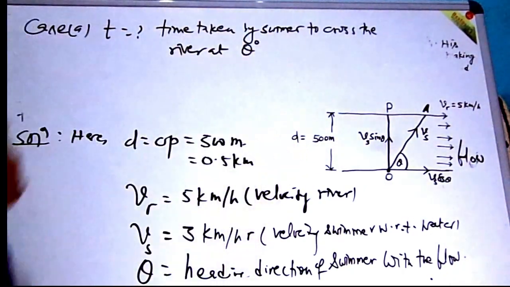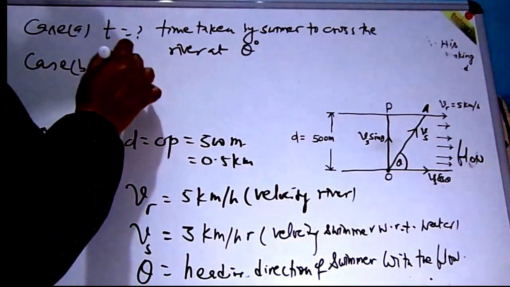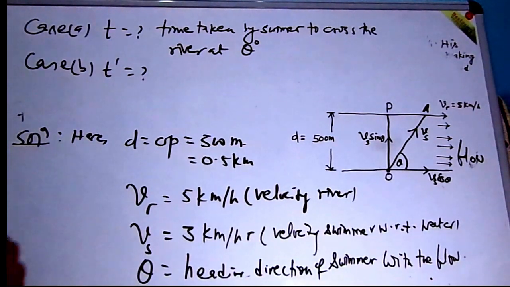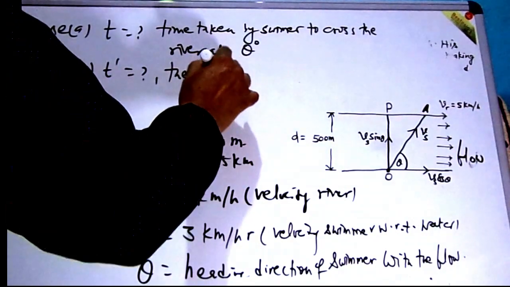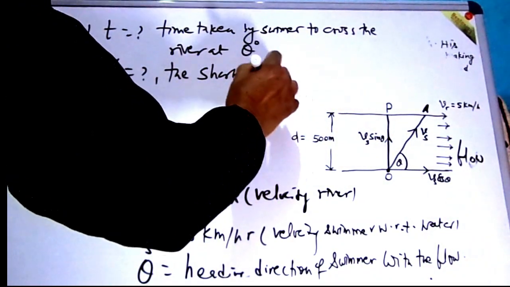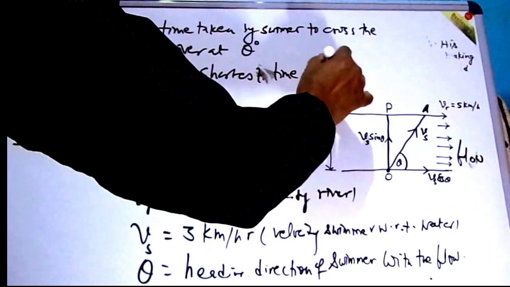In case B, again we have to find the time. It is the shortest time to cross the river, the shortest time to cross the river.